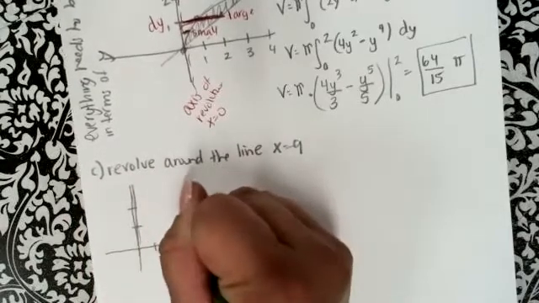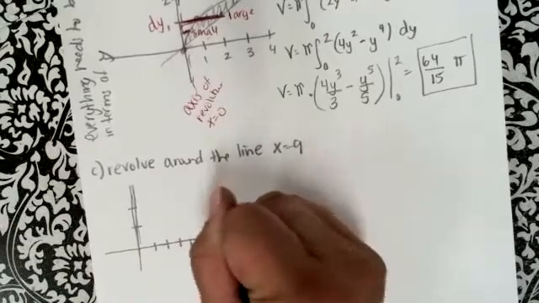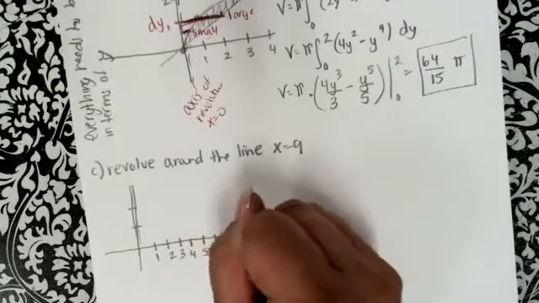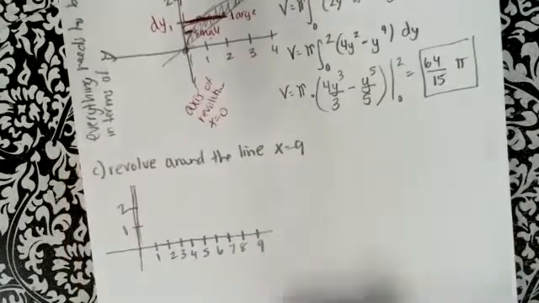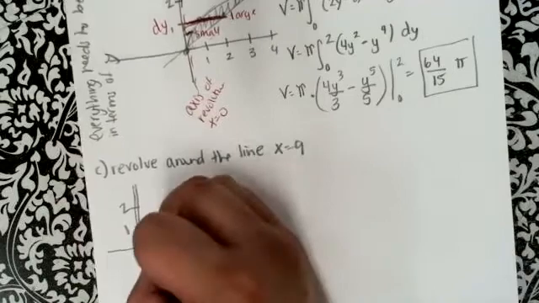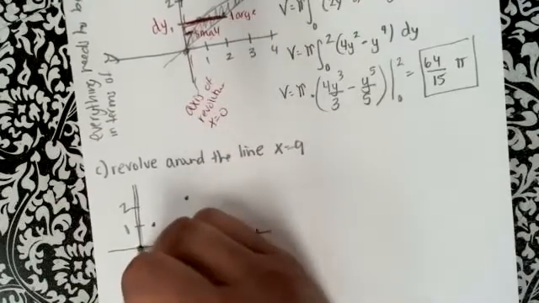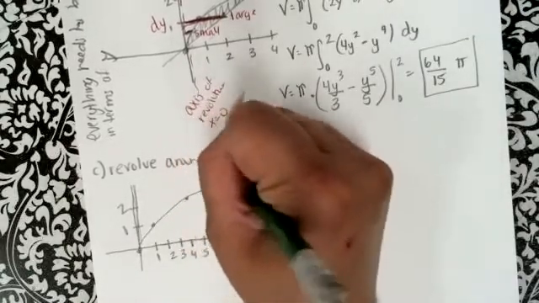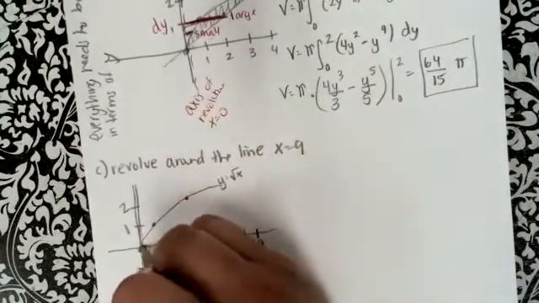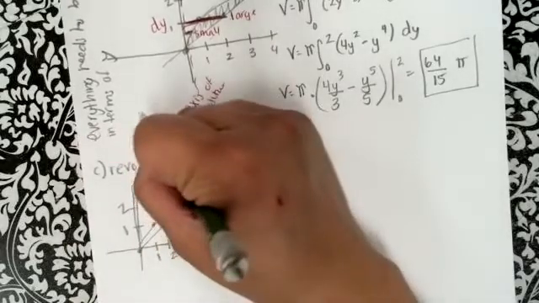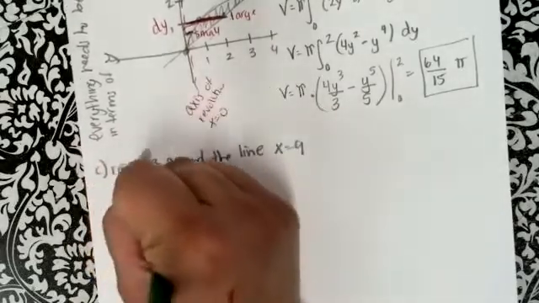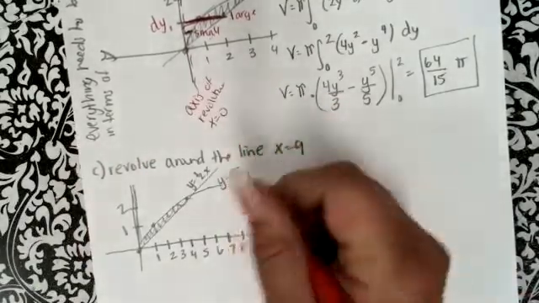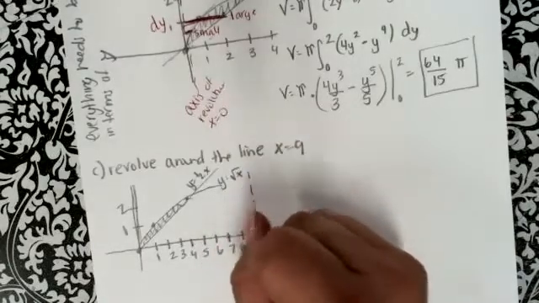One, two, three, four, five, 6, 7, 8, 9. The square root of x looks like this. One half x looks like this. So here's the region. Here is the x equals 9 line. This is the axis of revolution.